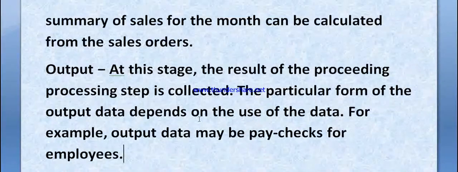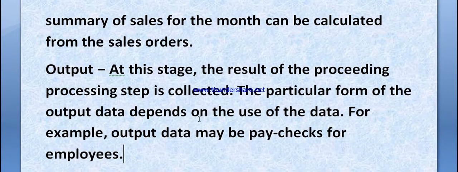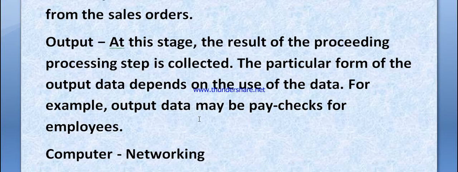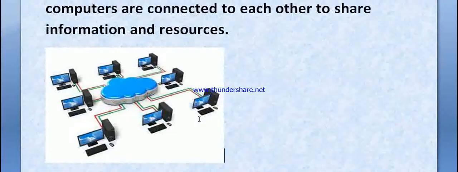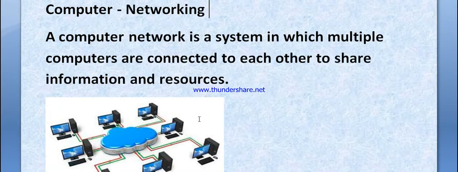Output. At this stage, the result of the processing step is collected. The particular form of the output data depends on the use of the data. For example, output data may be a paycheck for the employees. Computer networking. A computer network is a system in which multiple computers are connected to each other to share information and resources.